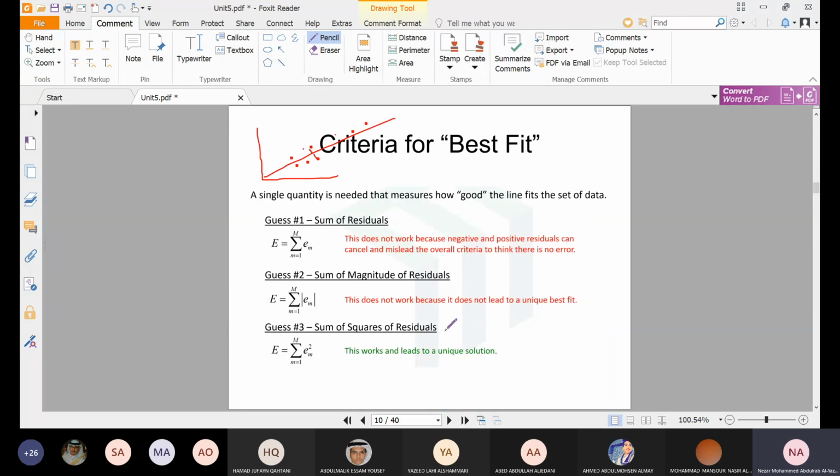So what will be better than these three? We will go with the third one: we take the sum of the square of the errors. Computing this type of error will lead to a unique solution. And inshallah, after this, we will study this least squares method here today.